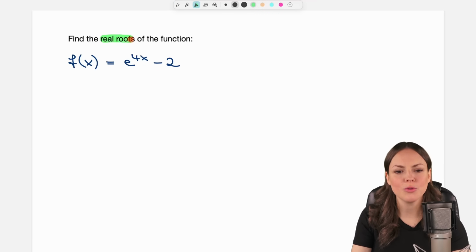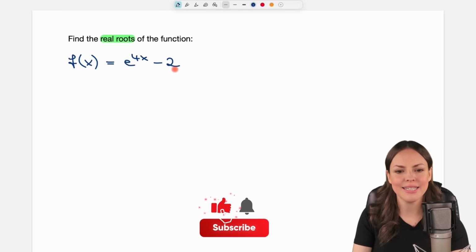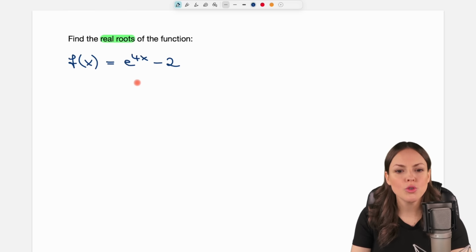Let's start with our easiest example here. Find the real roots of the function that looks like this. In general, if you want to find roots, you just have to take your function and always set it to 0. And now we only have to solve this equation for x.